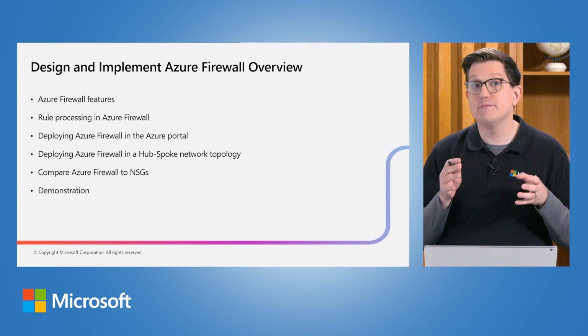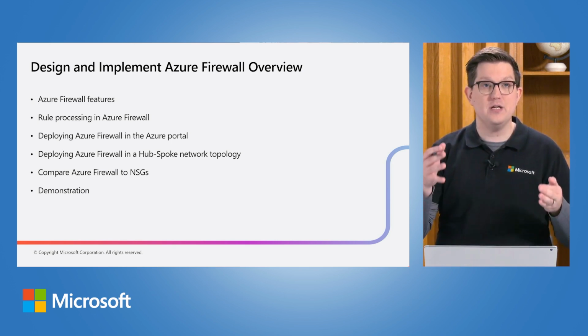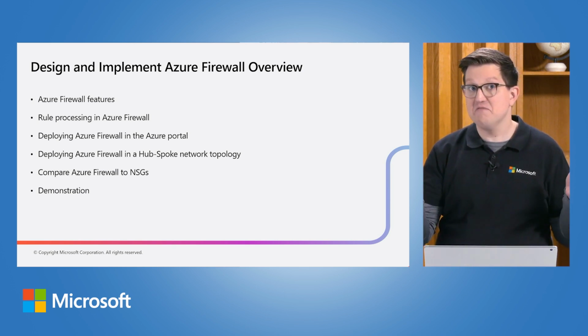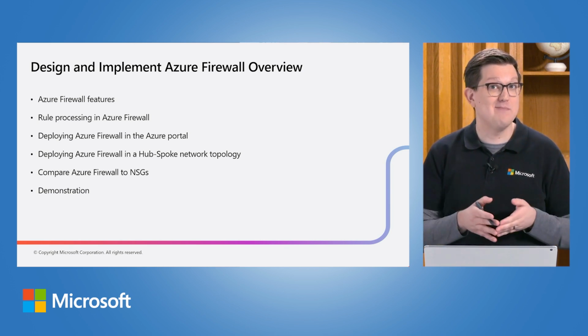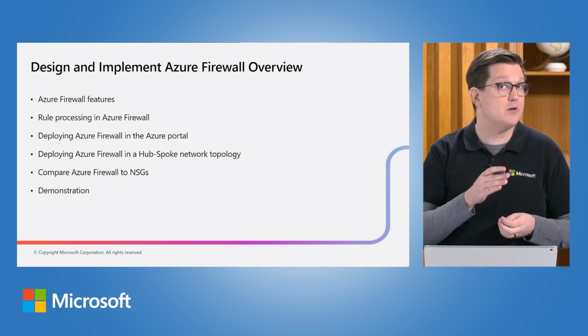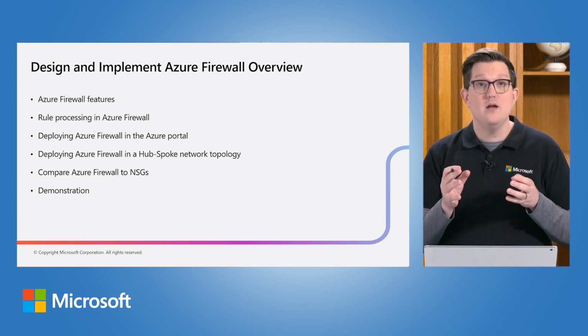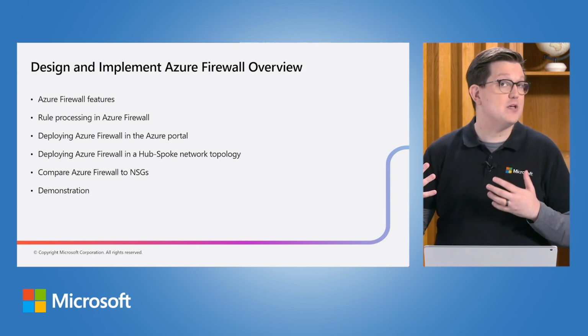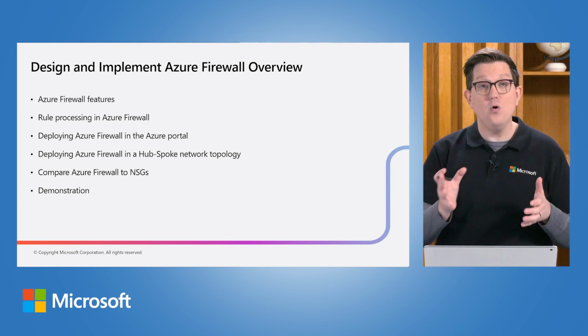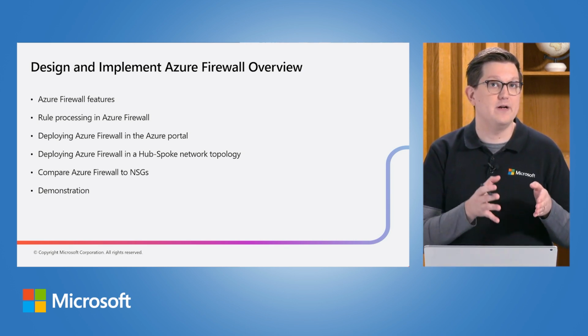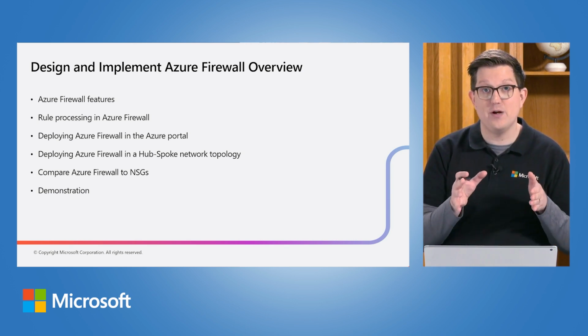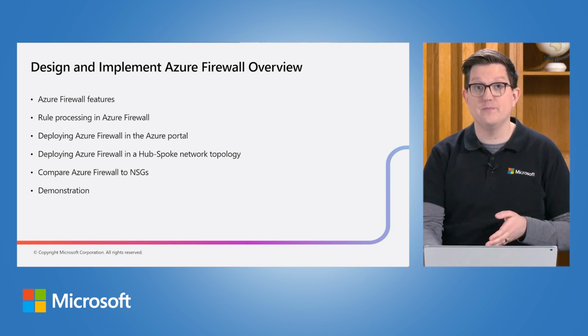Firewalls in our environment are one of the key network security components. That's a fairly straightforward statement that I feel I can make. So, what are we looking at in this module? Next generation firewalls are something that we can deploy as a third-party appliance, or we can look to a first-party offering from Microsoft. And that's the one we're focusing on, Azure Firewall.